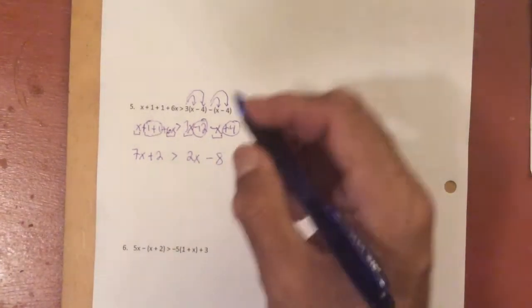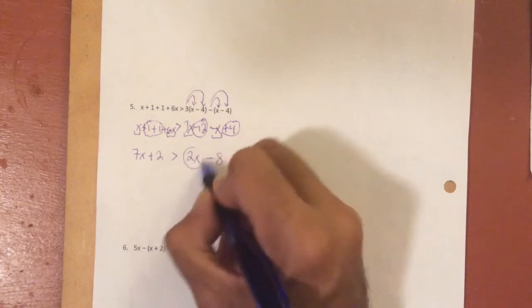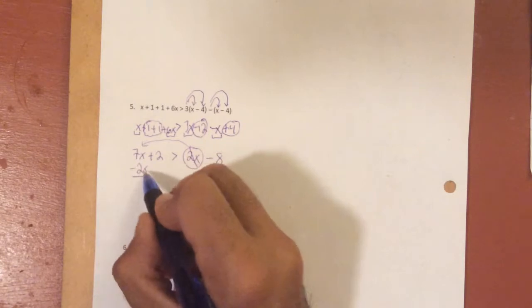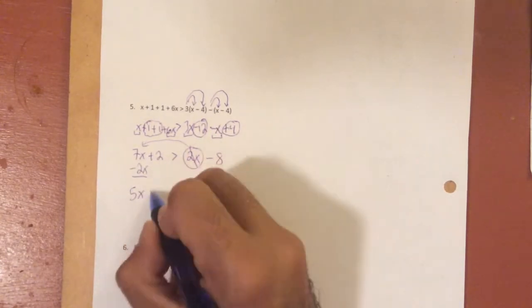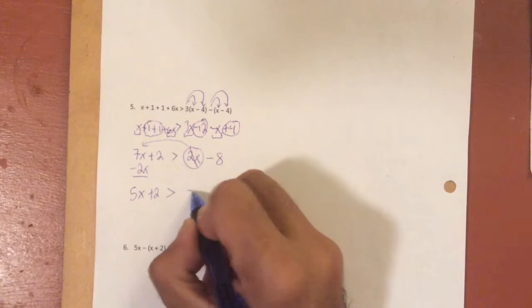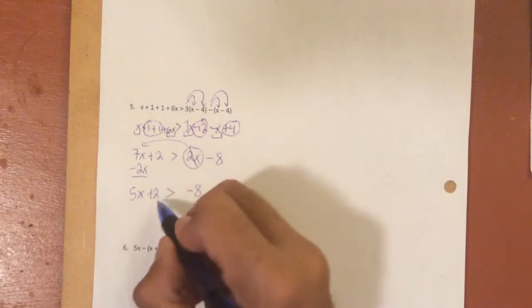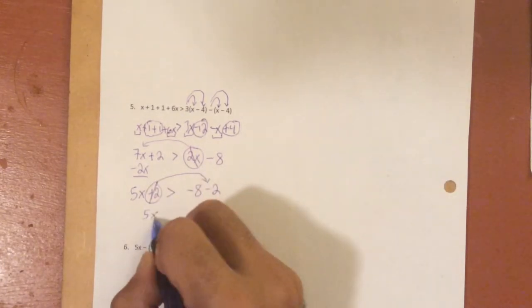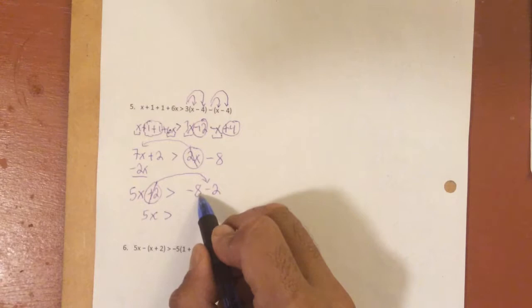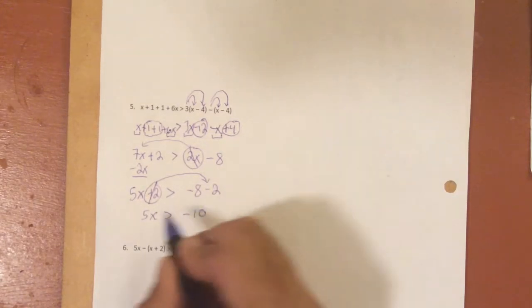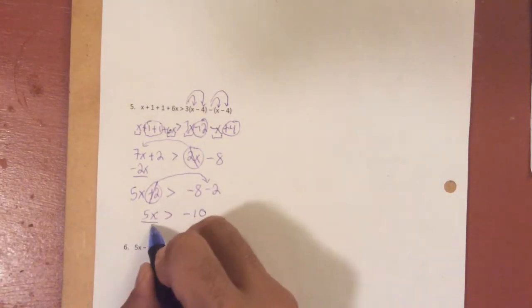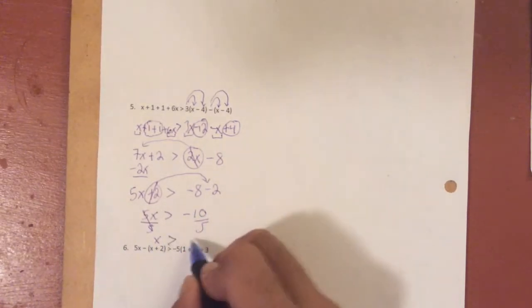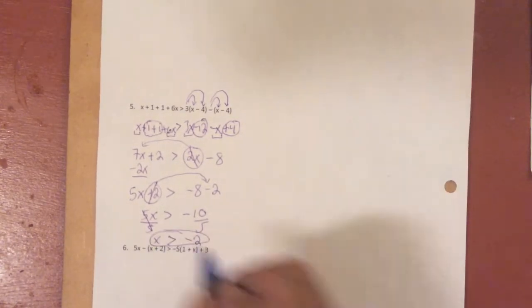Now, I need to jailbreak one of the variables. I'm just going to move the 2x over to the other side to become a minus 2x. So 7x minus 2x is 5x. Bring down the plus 2 greater than negative 8. Then I'm going to jailbreak the 2 to become a minus 2. So I'm left with 5x is greater than negative 8 minus 2, which is negative 10. Then the opposite of multiplying by 5 is dividing by 5. So my answer is x is greater than negative 2. Okay?